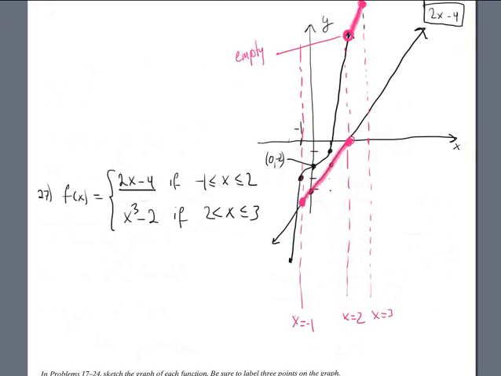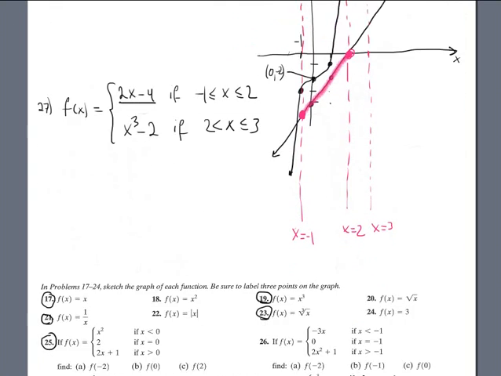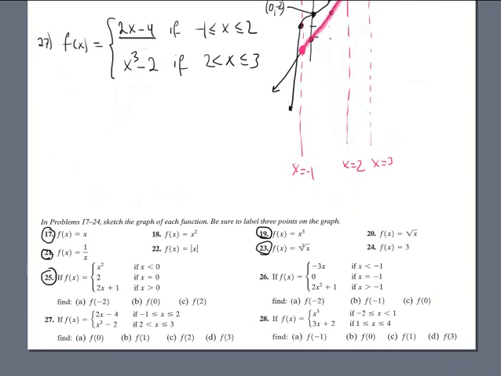Okay. Now let's see. For example, can you evaluate at 0? So we are doing 27. f evaluated at 0. f evaluated at 0 is inside this interval. You plug in 0 here. 2 times 0 minus 4. 2 times 0 minus 4 is negative 4.